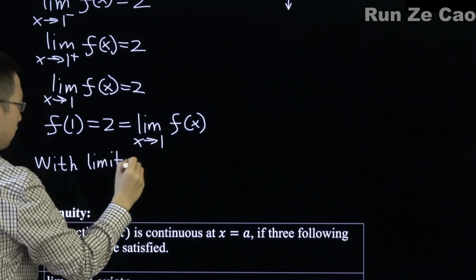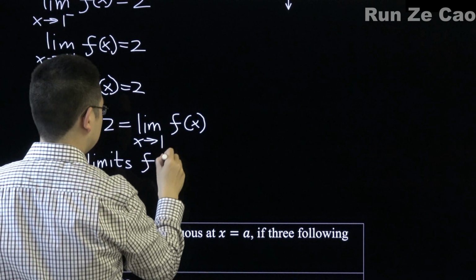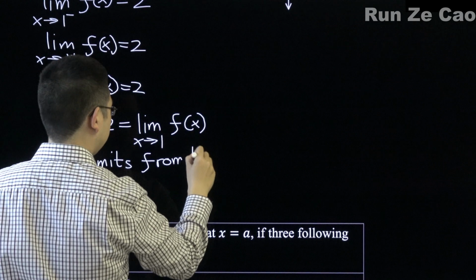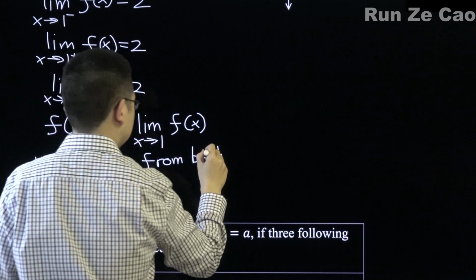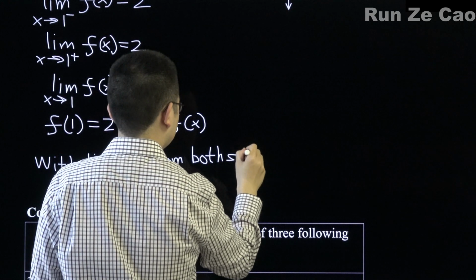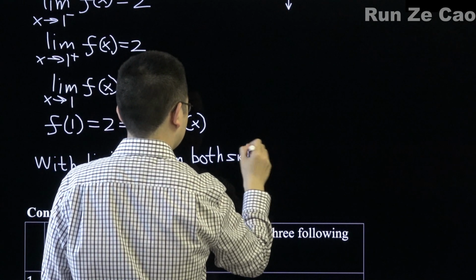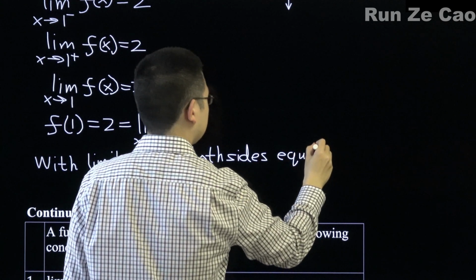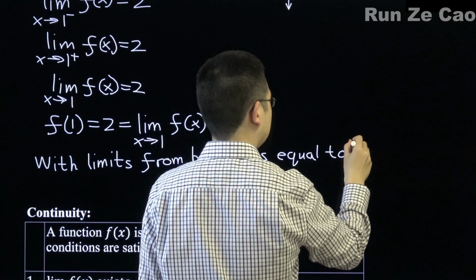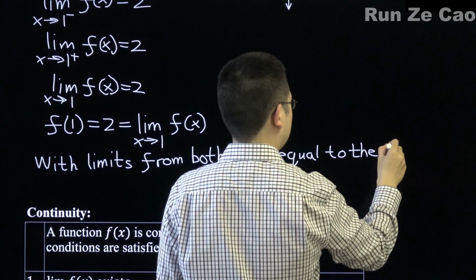Limits from both sides equal to the actual value. The actual value.